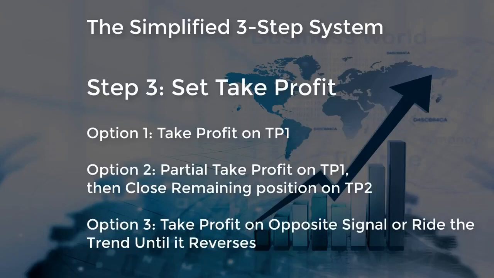Step 3, set take profit. Option 1, take profit on TP1. Option 2, partial take profit on TP1, then close remaining position on TP2. Option 3, take profit on opposite signal or ride the trend until it reverses.